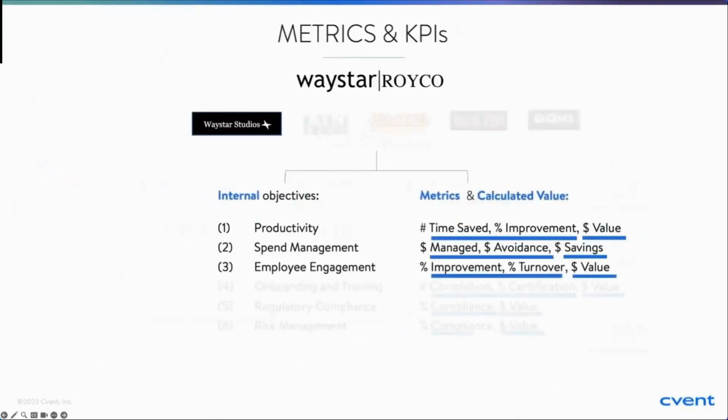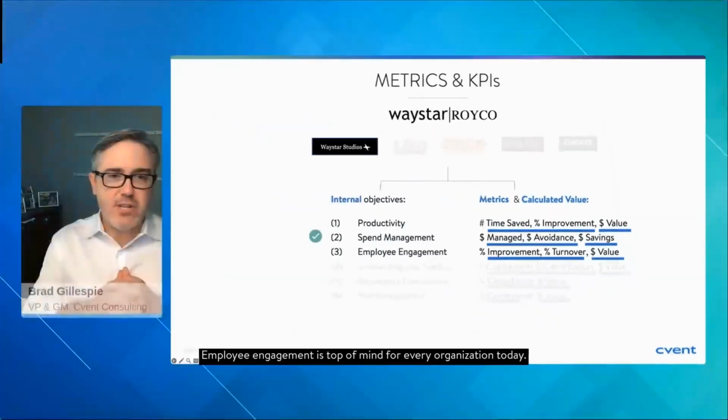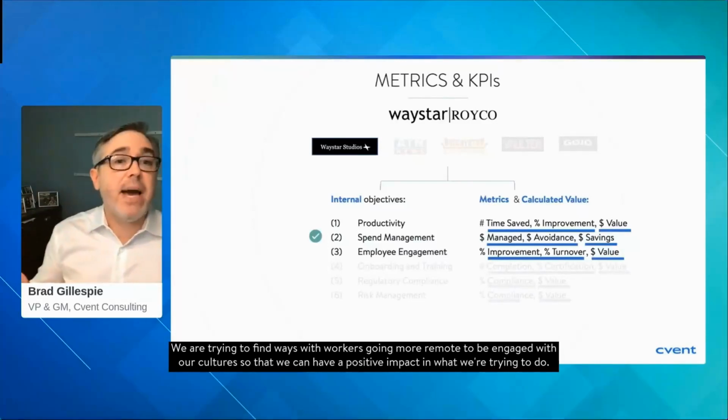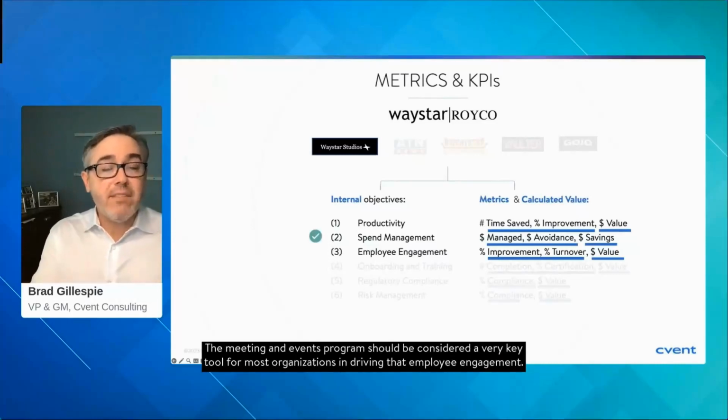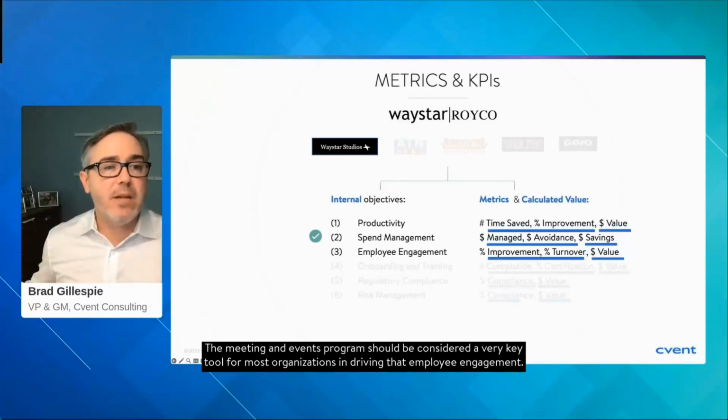So let's shift now. That's a good example of spend management, and we'll go into a little bit more detail later. We're going to come back to productivity, but let's next go to employee engagement. Employee engagement is top of mind for every organization today. We are trying to find ways, with workers going more remote, to be engaged with our cultures so that we can have a positive impact in what we're trying to do. The meeting and events program should be considered a very key tool for most organizations in driving that employee engagement.